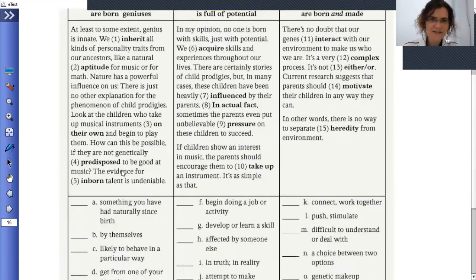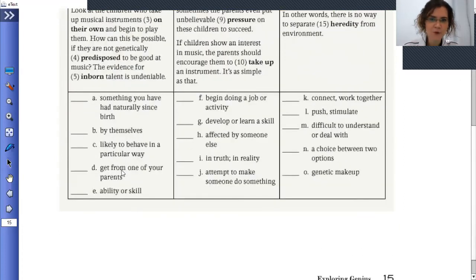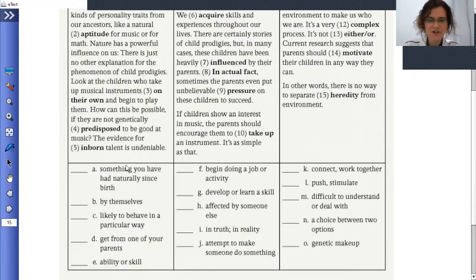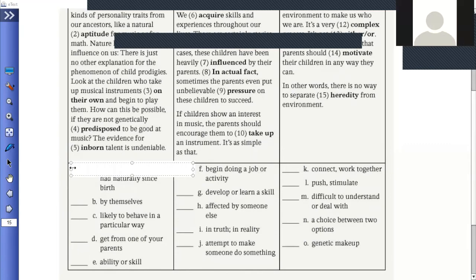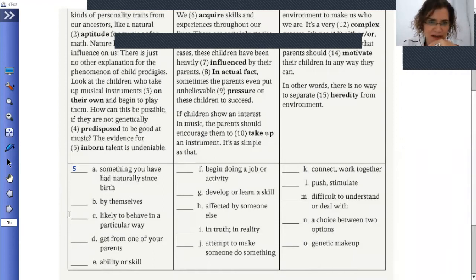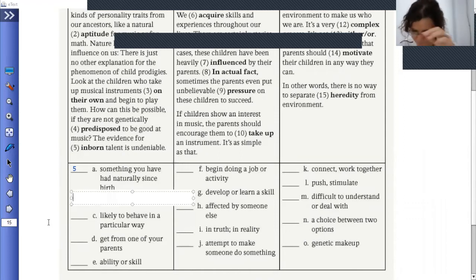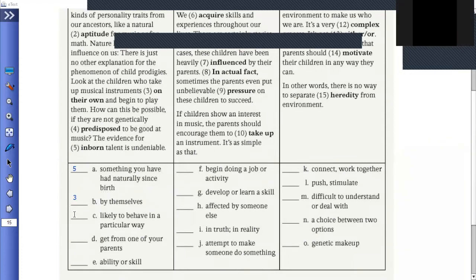Great. So now I'm just going to put in the letters and the numbers real quick for you. If you can tell me what the answer is, you are free to say it. What's this one? What's A? Anyone? A is inborn. Yeah, 5. You can just see the numbers. Okay. Inborn is something you have had naturally since birth. By themselves, what is that? On their own. On their own is by themselves.